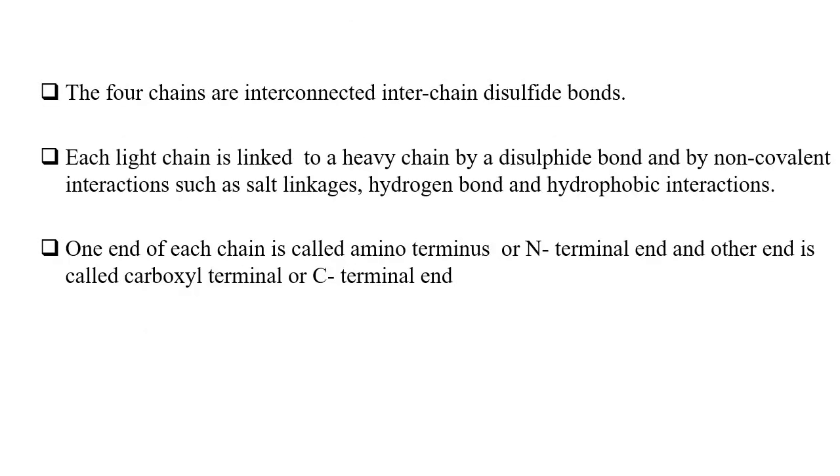The four chains are interconnected by disulfide bonds. Each light chain is linked to a heavy chain by a disulfide bond and by non-covalent interactions such as salt bridges, hydrogen bonds, and hydrophobic interactions. One end of each chain is called the amino terminal end or N-terminal end, and the other end is called the carboxyl terminal end or C-terminal end.